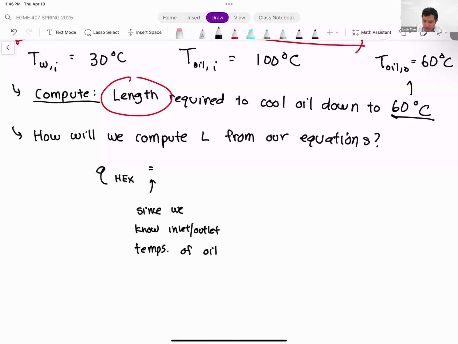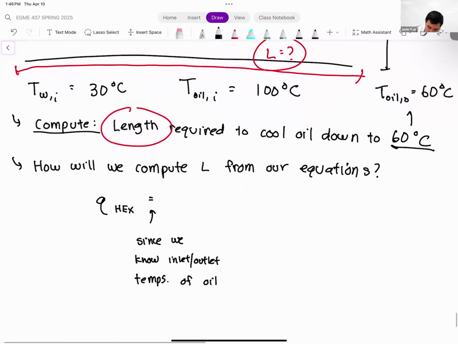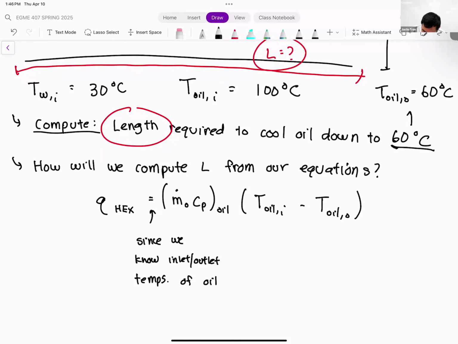So since we know the inlet and outlet temperatures, we actually know the mass flow rate as well, right? So the Q of this heat exchanger has to be m dot oil times Cp of the oil, multiplied by the difference in temperature at the inlet and outlet. So T oil inlet minus T oil out.